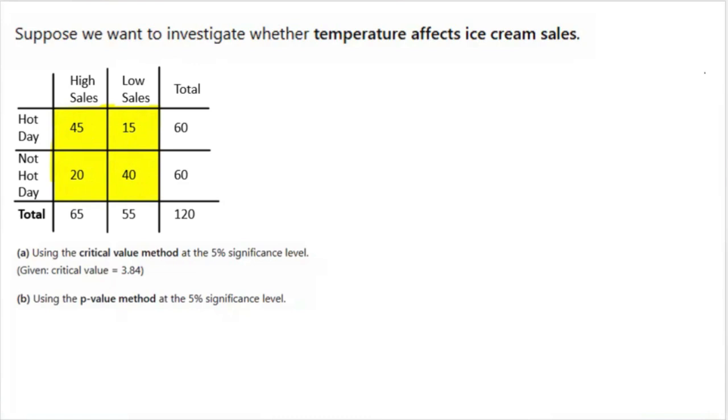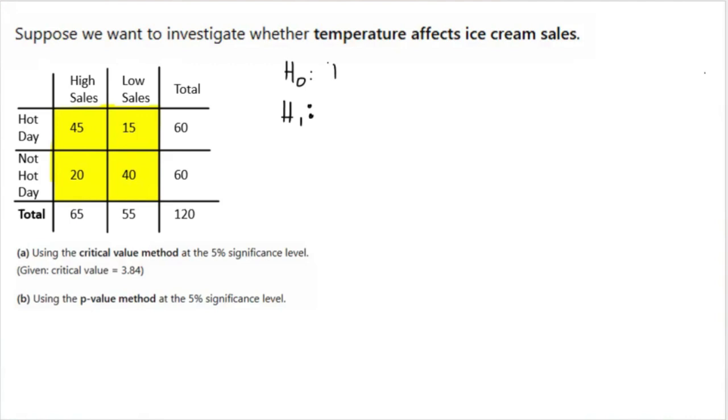Okay, so what are we testing? Using a critical value method at a 5% significance level, critical value is given. We need to test this claim. And using the p-value method at a 5% significance level. There are two ways of concluding the test, but whatever the test is, the first step is always defining your H0 and H1, right? So the null hypothesis is always that there is no connection. The two variables are independent.